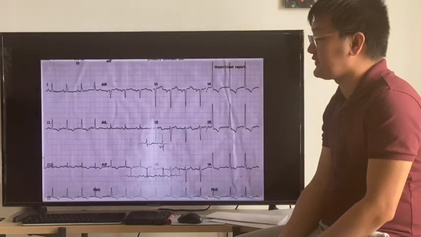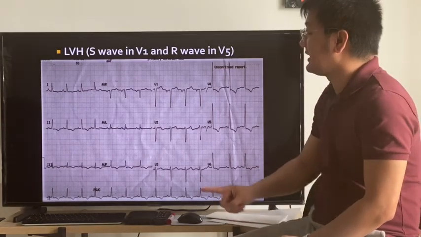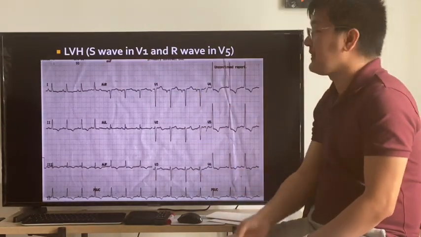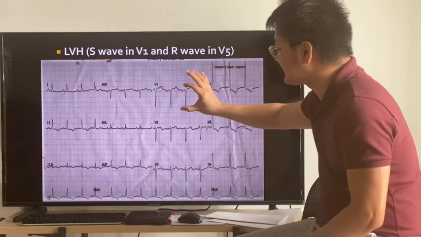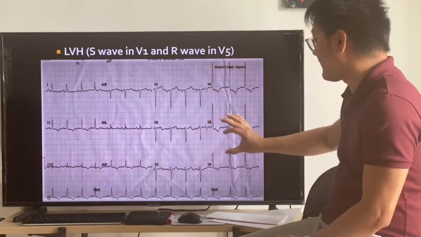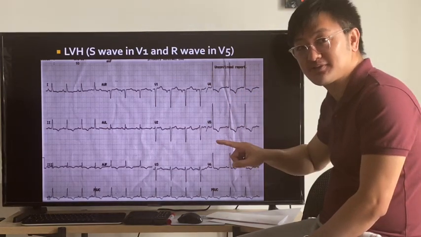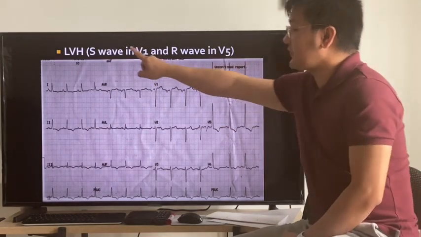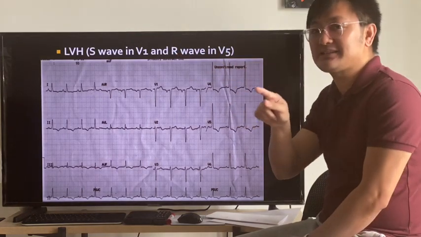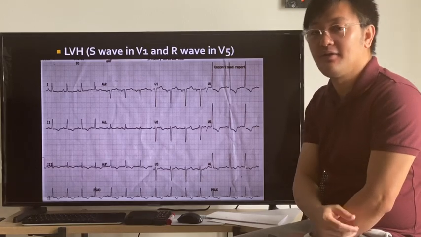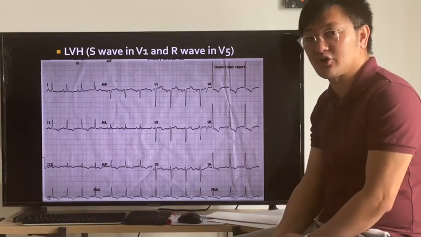For left ventricular hypertrophy, you need to include V5. So you have to add the S wave in V1 and the R wave in V5. Again, you have to add the height of the S wave in V1 and the R wave in V5. Remember, one big box is 5 millimeters. Okay, so what is the result? If your S wave in V1 plus R wave in V5 is equal to or greater than 35 millimeters, there is left ventricular hypertrophy or left ventricular enlargement.